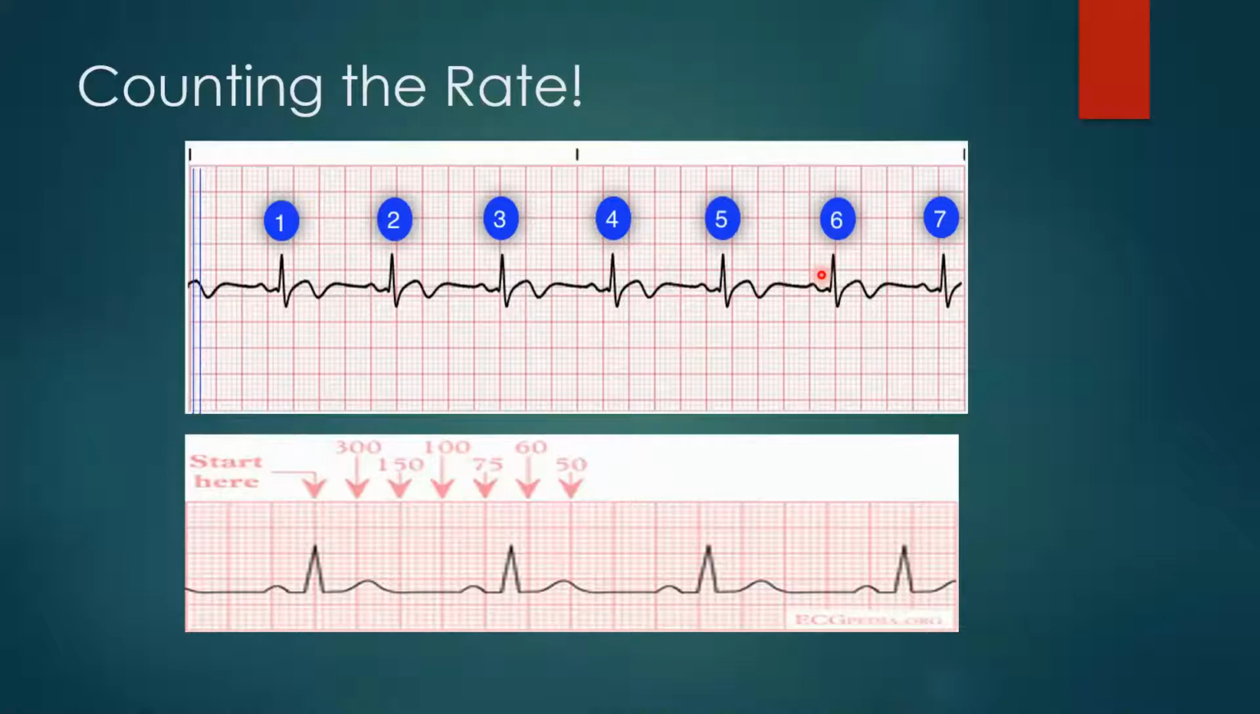The other way you can do it is you find a QRS complex where the peak of the R wave starts on the big thick line, and then you count over. The first big thick line from there is 300, and then 150, 100, 75, 60, 50, 40, 30, and you get the idea. Again, this is a rough estimate. It's not exact. If you didn't have the printed number, you could do that.